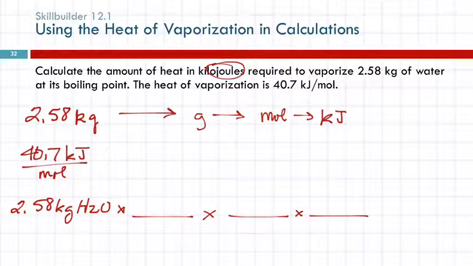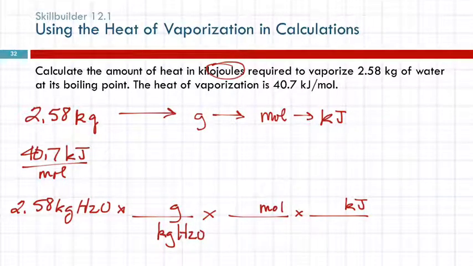I know I keep saying the same thing over and over again, but I'm pretty sure there's some people that still it just has not clicked yet. So I'm hoping that if I say it over and over again, maybe something will stick. So kilograms to grams to moles to kilojoules. This unit comes down here, kilograms of water. Grams comes down here, moles comes down here.